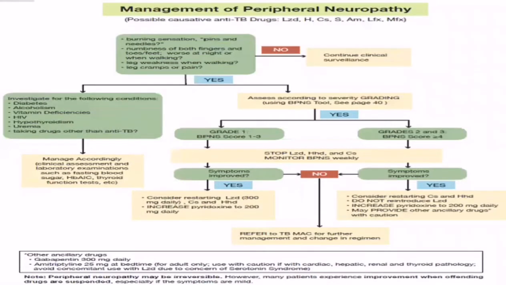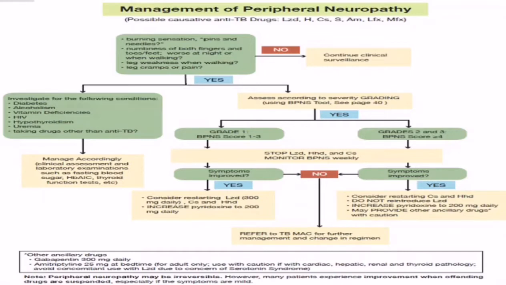Many patients experience improvement when offending drugs are suspended, especially if the symptoms are mild. Linezolid should be immediately stopped and not reintroduced when symptomatic neuropathy develops. So that's in grade 2 or above. You may consider additional anti-TB drugs to reinforce the regimen.